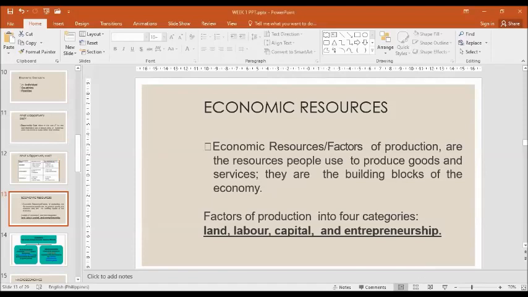Okay, so next is the economic resources. Economic resources are also known as factors of production. They are resources people use to produce goods and services. The economists divide the factors of production into four categories: the land, labor, capital, and entrepreneurship. So these are the economic resources that are present.